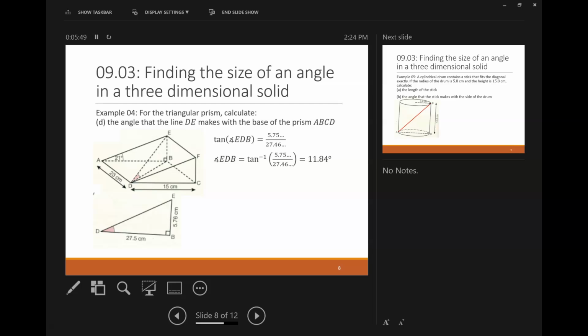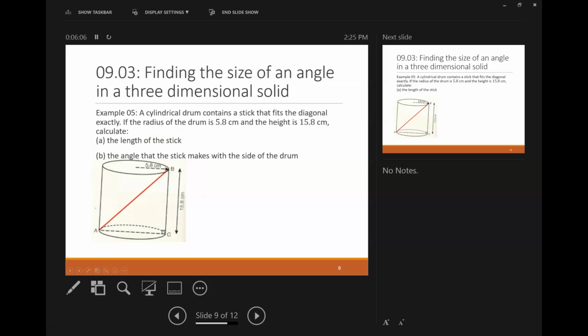Remember that to find an angle measure, we're going to have to use an inverse trig function, right? If we're looking for the side lengths, we use the regulars. If we're looking for an angle measure, we're using the inverse. Okay. Let's do another example then.